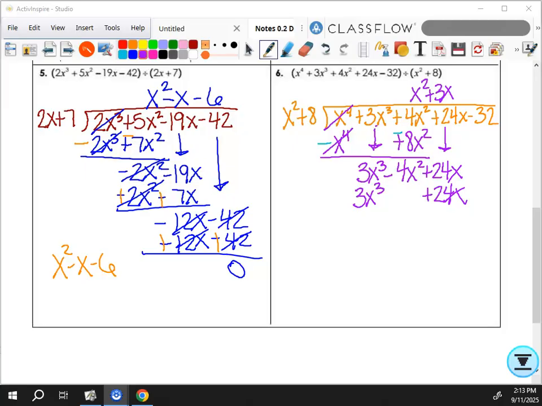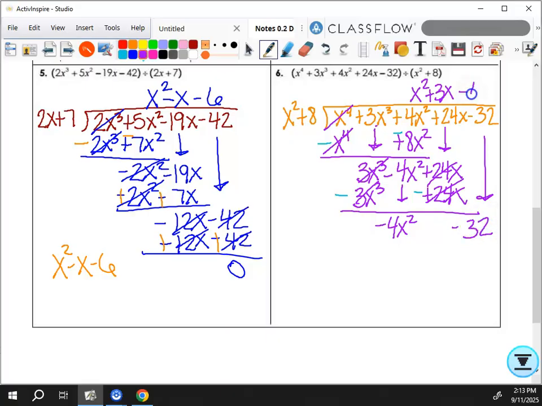So then I'm going to change the signs. Hopefully, maybe you finished. That would be good too. And I'm going to zero that out. This comes down. I get negative 4x squared. Those zero out also. Bring down that negative 32. Divide that. I get minus 4. Negative 4x squared minus 32.